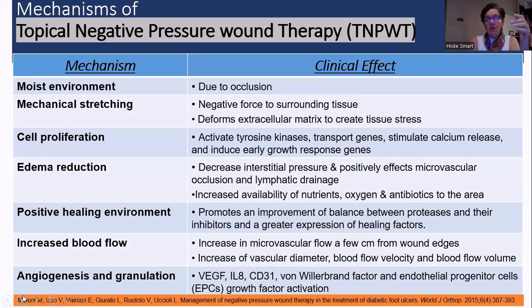It creates a moist environment due to the occlusion. It gives a little bit of mechanical stretching. It deforms the extracellular matrix, and that causes a little bit of stress on that tissue, and that activates cell proliferation, because then we have all of the transport genes and all of these nice things that need to come in, as part of the inflammatory process that we reactivate. We have edema reduction, meaning we are taking fluid out of the interstitial space, and that gives a little bit of relaxation on your capillaries.